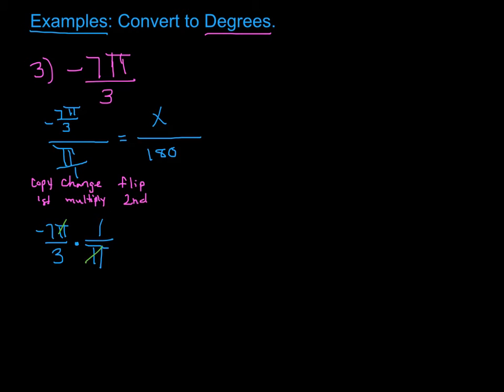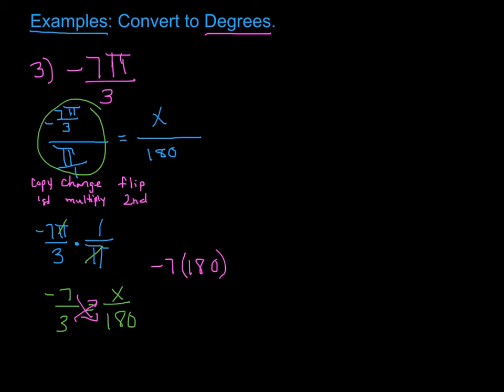So my pi's would cancel, leaving me with just negative 7/3 times 1, which would give me negative 7/3 for this whole entire side. So I have negative 7/3 equals x over 180. Again, I'm going to cross multiply. So I get negative 7 times 180 equals 3x. So I get negative 1,260 equals 3x. Divide by 3. So I get x is equal to negative 420.